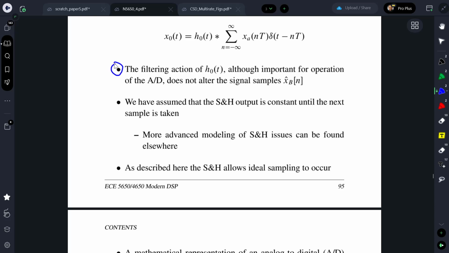Now, there are issues with the zero-order hold, or the sample and hold, such as jitter and other things that can get in. But those are far more detailed than what I care to go into or the book cares to go into. So we get really no impact. Ideal sampling can still occur.